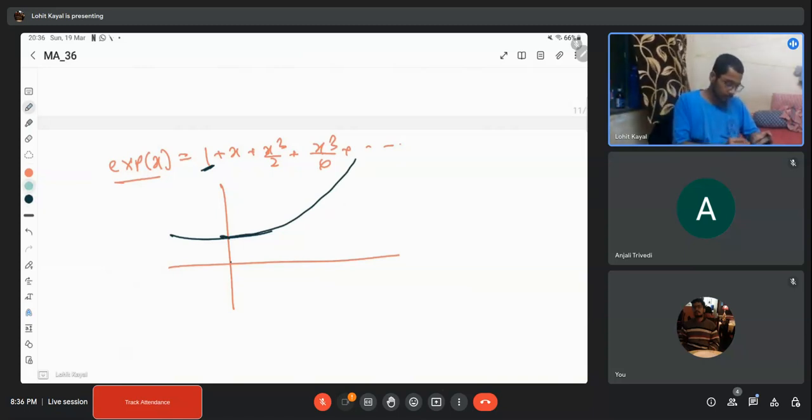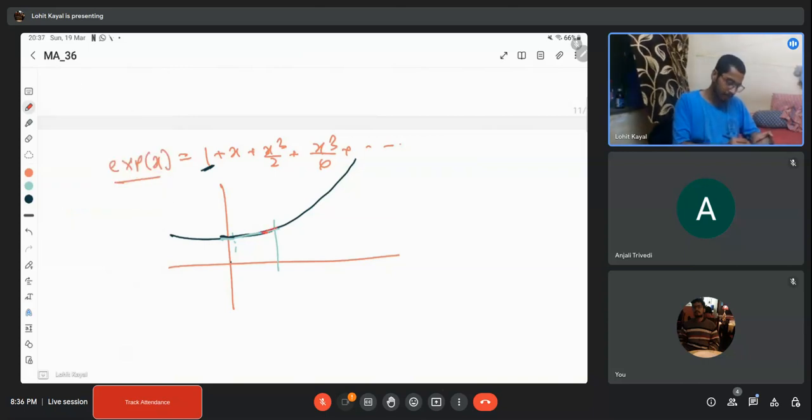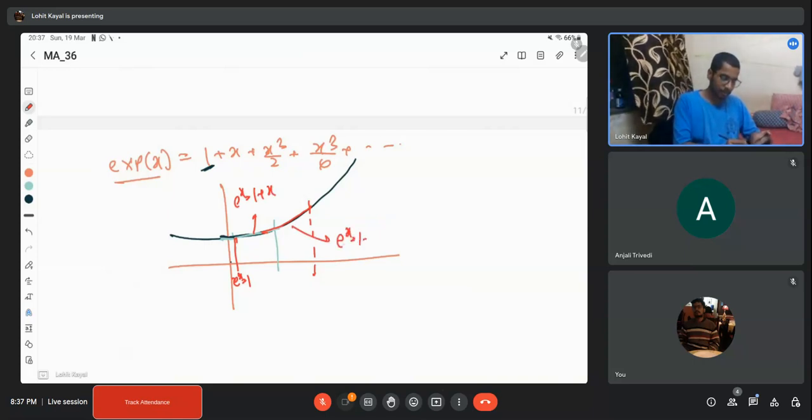So this is approximately equal to 1 when x is very close to 0. It is approximately 1 plus x when x is slightly large but not sufficiently large. Then for a slightly larger value of x, it will agree with 1 plus x plus x square by 2. But as the value of x keeps on increasing, then we need to just add the terms.